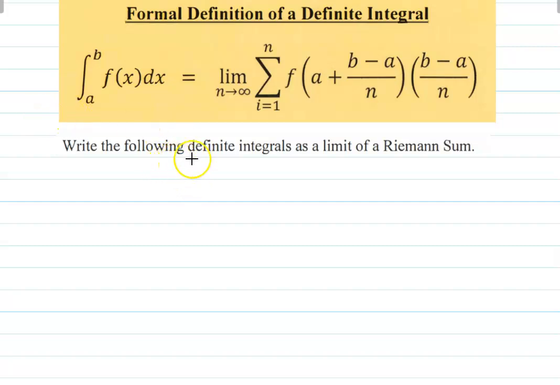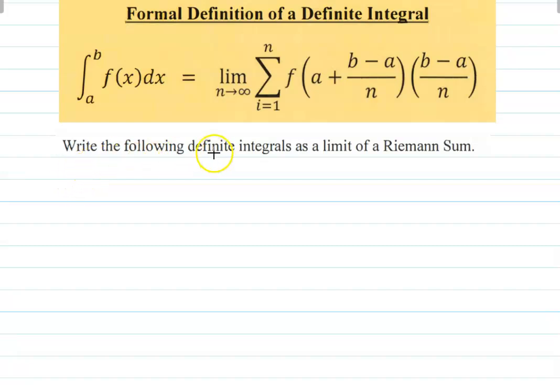In this video, we are going to learn how to write definite integrals as limit of a Riemann sum. So far, we have observed that when we use left or right Riemann sum to find area under the curve on a certain number of subintervals, it always gives us either an underestimation or overestimation, but not the exact area.